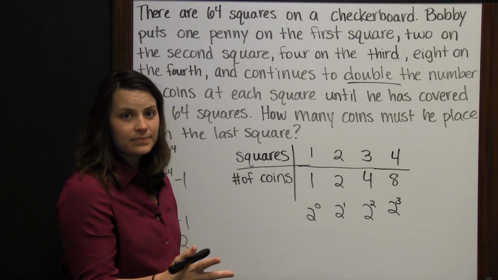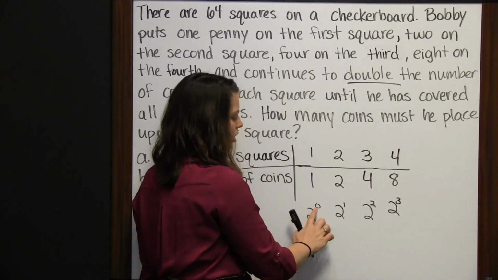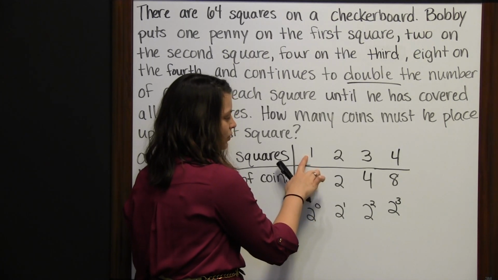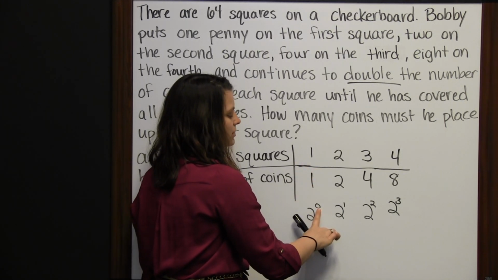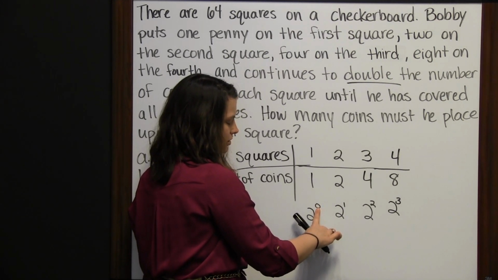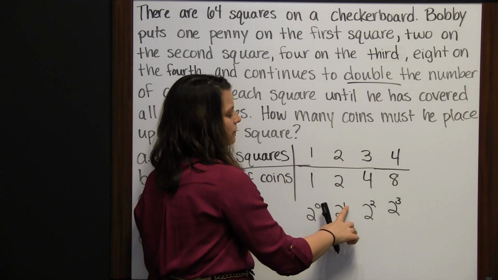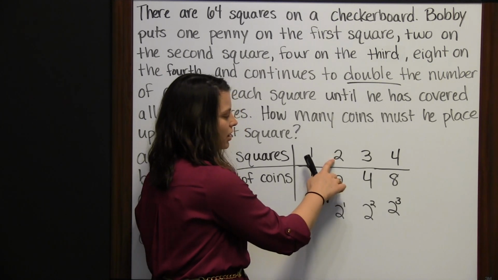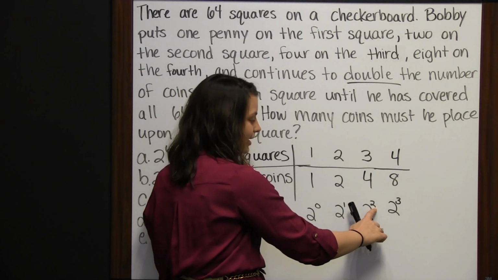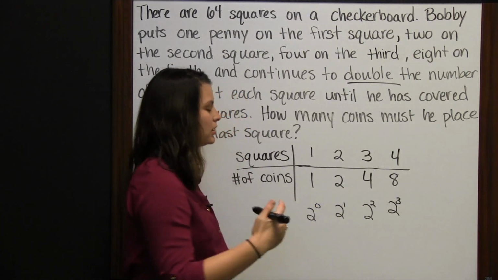So as you can see, as we increase our number of squares, our exponent also increases. The first square had 2 to the power of 0 coins. So the exponent is 1 less than the square that we're on. Second square, 2 to the first power. The exponent is 1 less than the square we're on. Third square, 2 to the second power. The exponent is 1 less than the square we're on, and so forth.